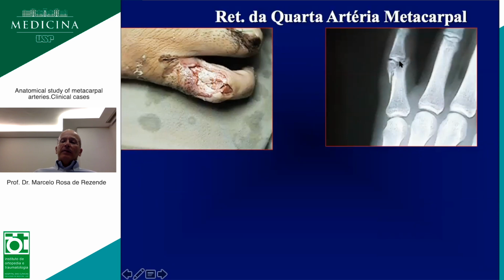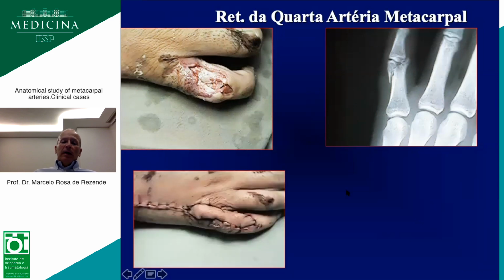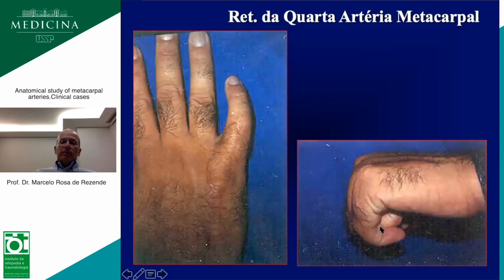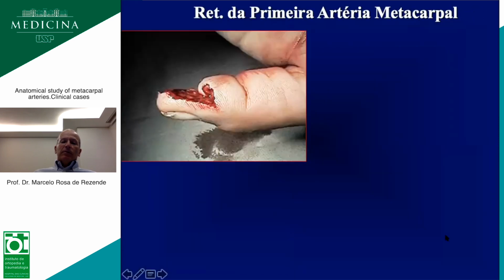Here we can see an articular fracture of the IP joint. So we can see the fracture, exposure, laceration of the extensor tendon, and then the flap was rotated. Here the fracture was reduced and fixated. Here is the end result.